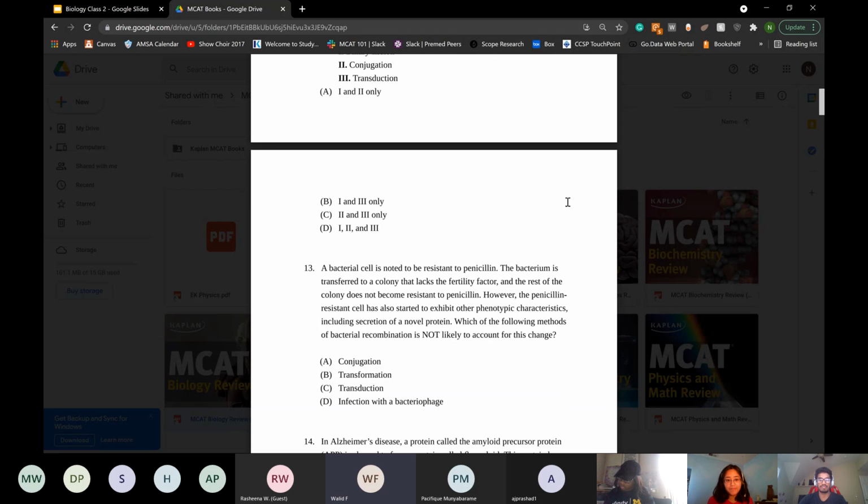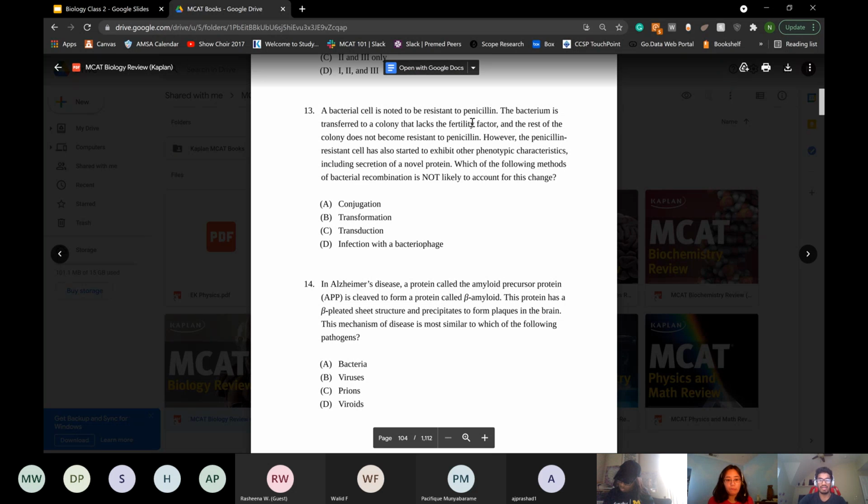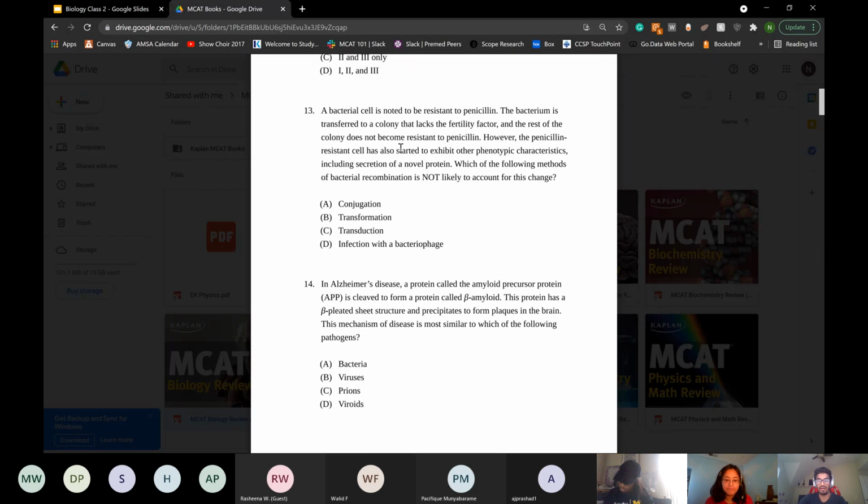Yes. Perfect. So for 13, would anyone like to take a stab at this one? All right, in this case, I will take it. So for 13, the key words that really stand out are bacterial recombination, the fertility factor, and an example of a novel process, like other phenotypic characteristics, like a novel protein.